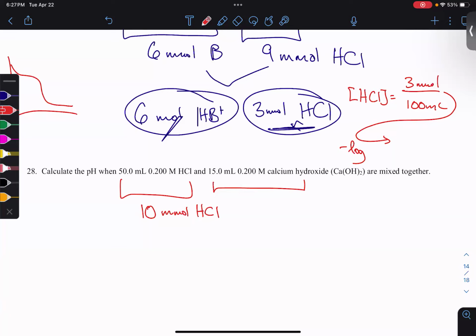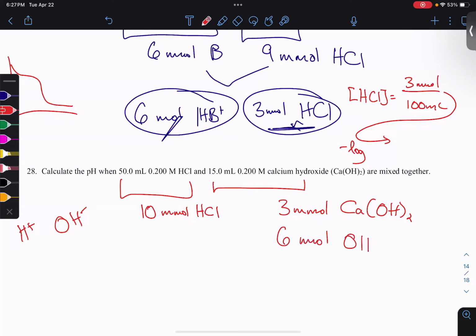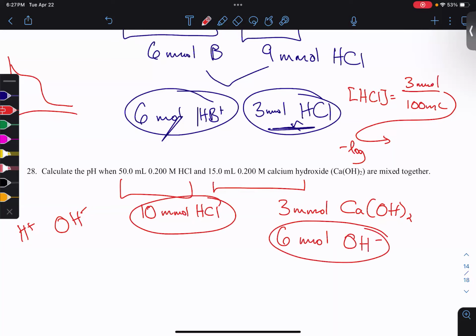It's what? 10 and 3, thank you. 10 millimoles of HCl, 3 millimoles of what? Of Ca(OH)2. So I'm gonna make it easier on myself, right? Because I know H+ reacts with OH-, but this is calcium hydroxide. So how much hydroxide is actually here? 6 millimoles of hydroxide. So tell me, when these two things react, what's left over?